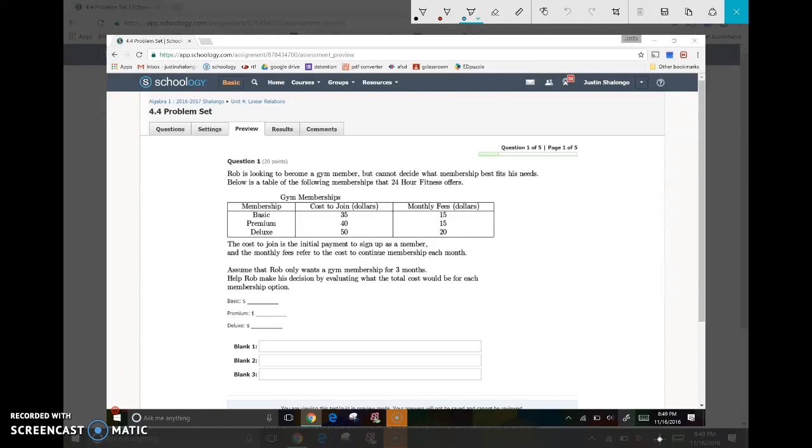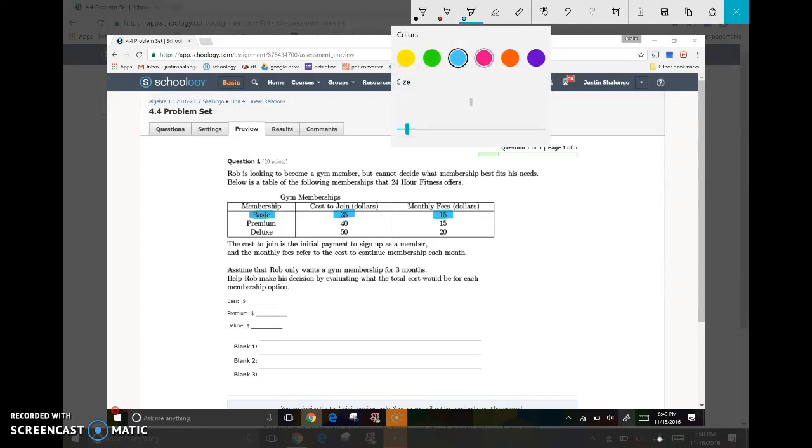Rob is looking to become a gym member, but cannot decide what membership best fits his needs. Below is a table of the following memberships that 24-hour fitness offers. So the fitness place offers 3 different memberships. It offers the basic, the premium, and the deluxe. To be a basic member, the cost to join, just to sign up for the membership, is $35, and then each month to continue the membership, we're going to have to pay $15.